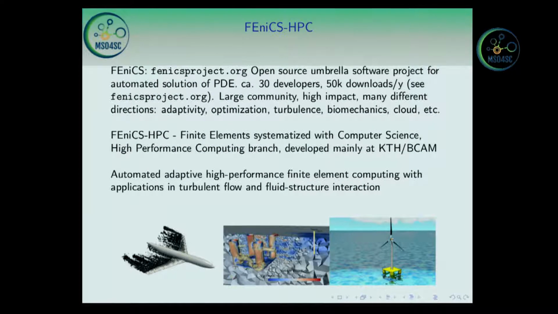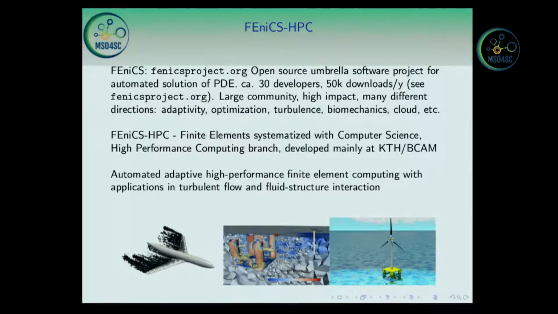So I will talk about what we call Fenics-HPC. Fenics is a large project we started in 2003. Now it has grown to a very large project, maybe an estimate of 30 developers, something like 50,000 downloads per year. It's an open source umbrella software project for automated solution of partial differential equations, and I will explain what this means.